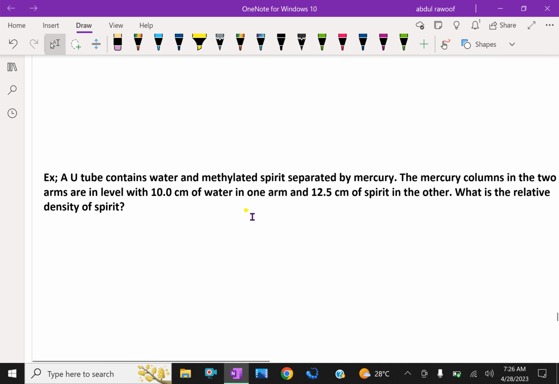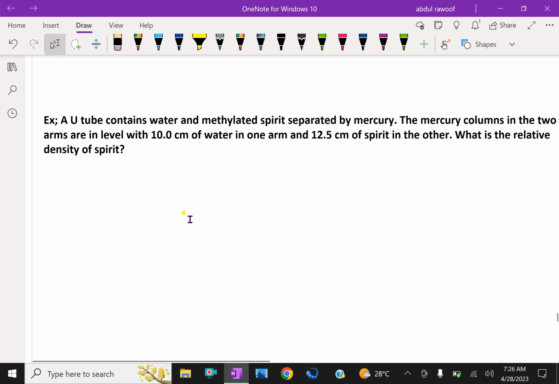Here, a U-tube contains water and methylated spirit separated by mercury. The mercury columns in the two arms are at the same level, with 10 centimeter of water in one arm and 12.5 centimeter of spirit in the other column. What is the relative density of spirit?